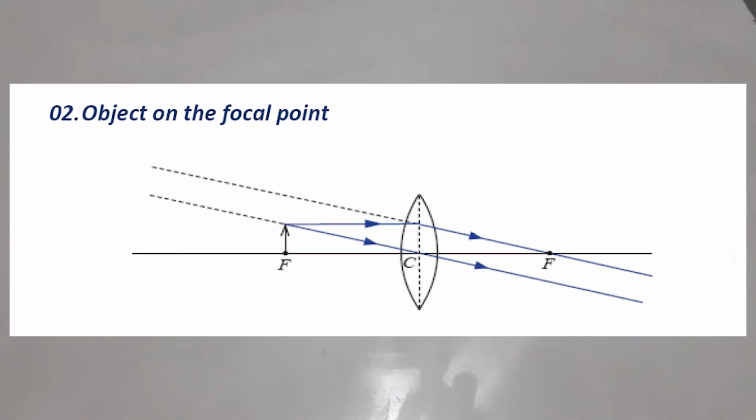If you keep an object on the focal point, you can see the light rays will meet at infinity. So the position of the image will be at infinity. The nature of the image formed at infinity cannot be stated clearly. But we say generally, if these two light rays meet at infinity, the image formed will always be larger than the object, and it will be inverted, and also it will be real.